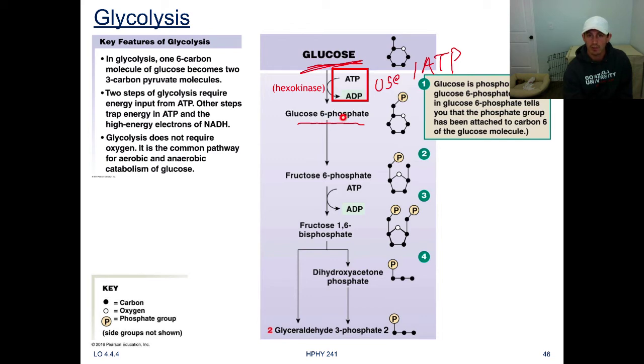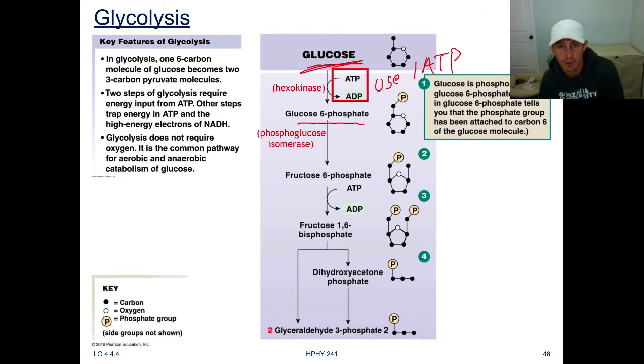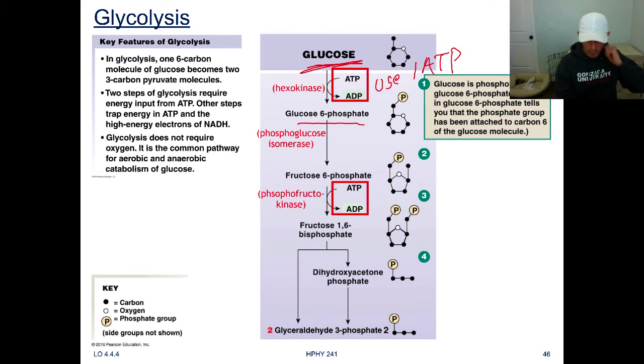Now glucose 6-phosphate gets converted into something called fructose 6-phosphate. Okay? And I do expect you to know the enzymes here when I've listed them in red. But glucose 6-phosphate gets converted into fructose 6-phosphate. That reaction is catalyzed by the enzyme phosphoglucose isomerase. Okay, but no use of ATP, no generation of ATP in this step. Okay, so now we've got this structure here, fructose 6-phosphate.